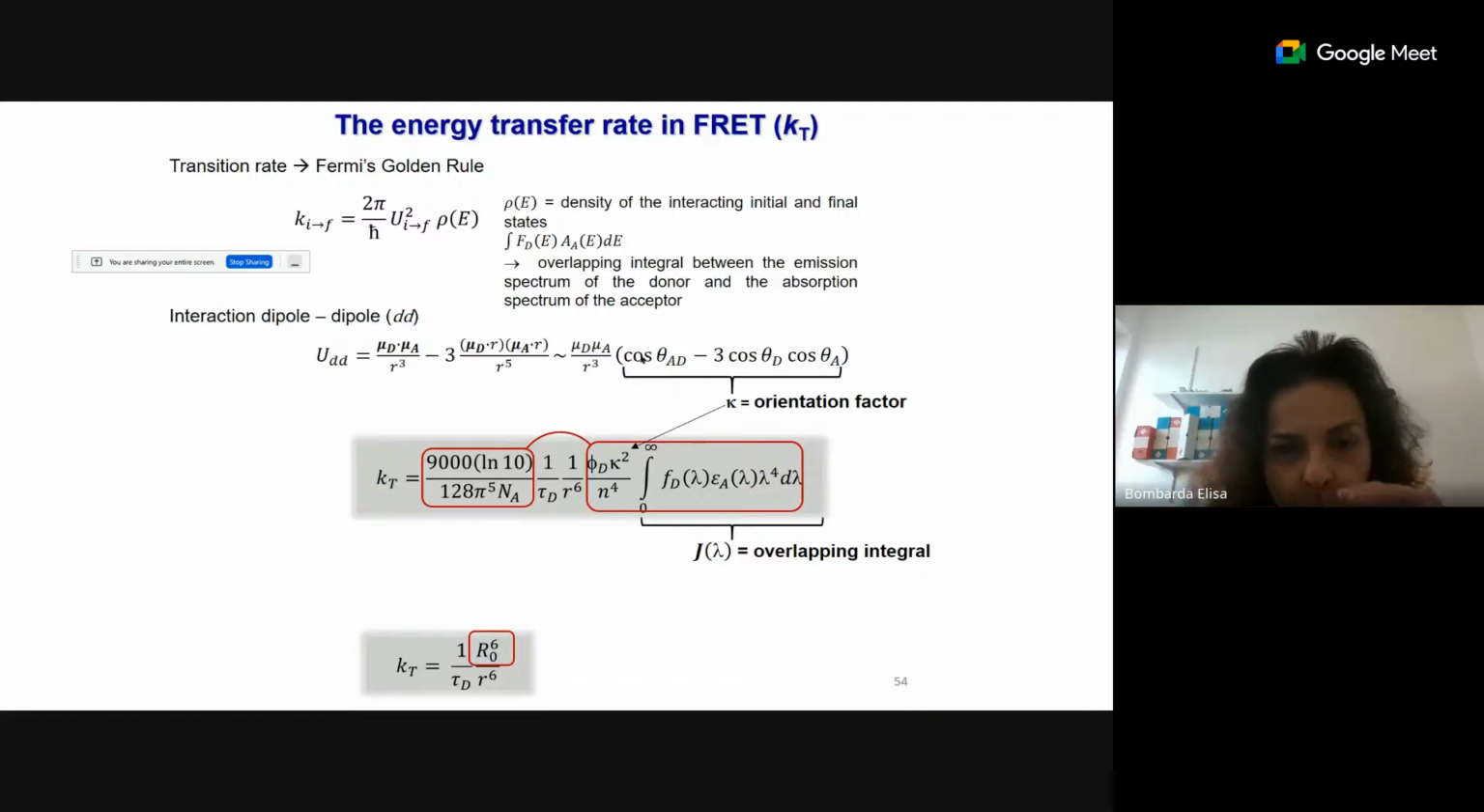So now, for all that was said, you can almost forget everything, but just remember that the fundamental aspect of this type of transfer is due to a dipole interaction, and it is a long range effect, and that's FRET.